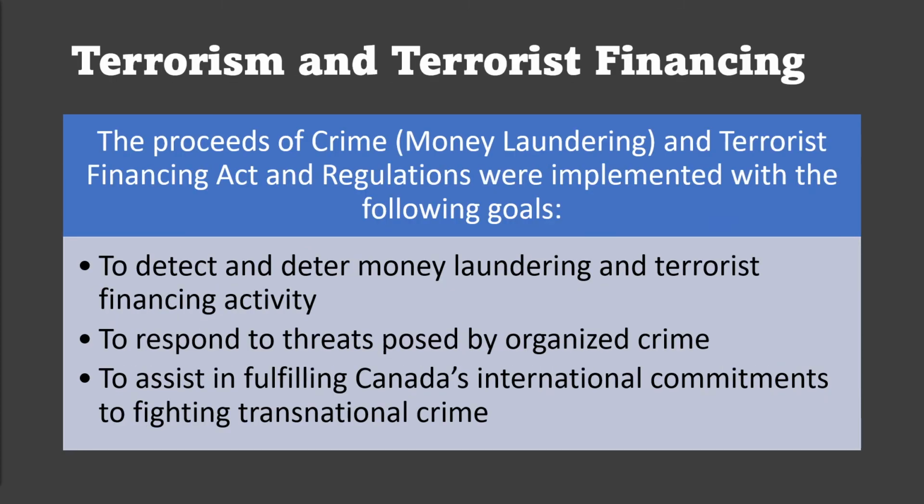Next we have terrorism and terrorist financing. The Proceeds of Crime, Money Laundering, and Terrorist Financing Act and regulations were implemented with the following goals: first, to detect and deter money laundering and terrorist financing activities; to respond to threats posed by organized crime; and to assist in fulfilling Canada's international commitments to fighting transnational crime.